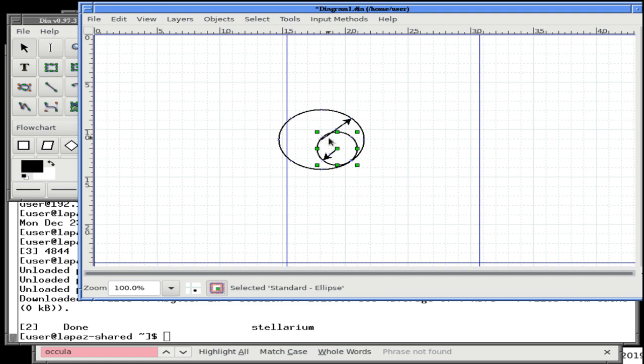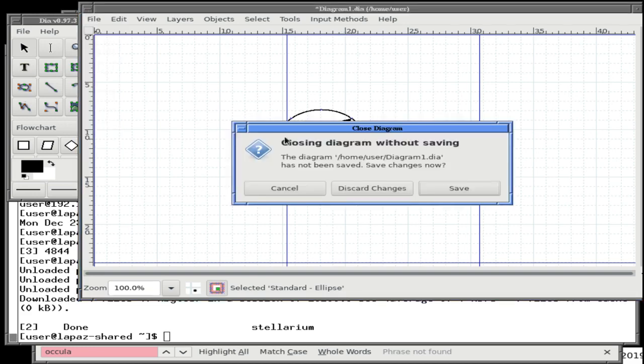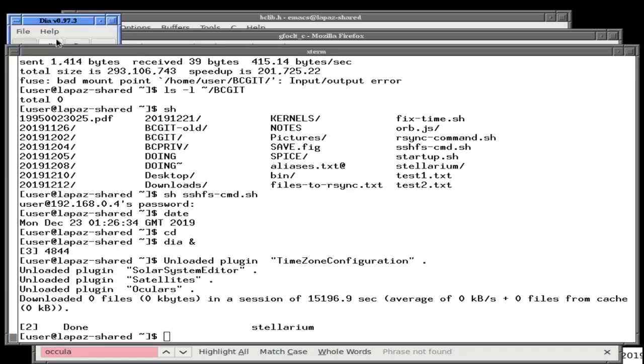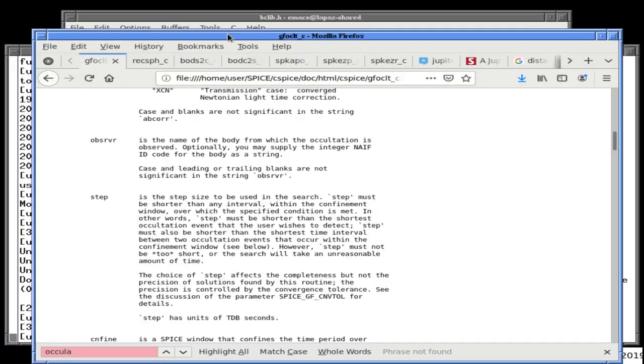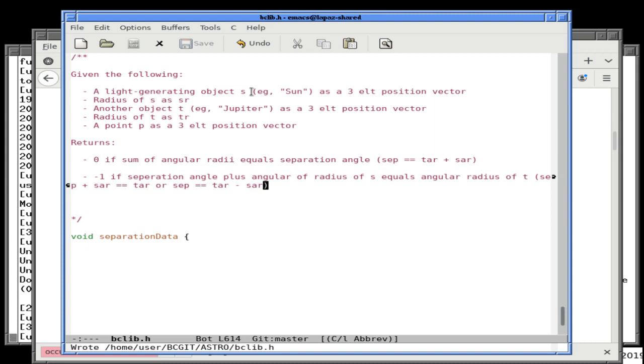Separation angle is equal to the larger minus the smaller. Yeah, so that does make sense. Sorry, this is not going to stay up here, unfortunately. But this is the scale we want to be defining here. So we want sep of tar plus sar to be 0, tar minus sar to be minus 1. So the function we need to use here is, thus. Always a good word there.